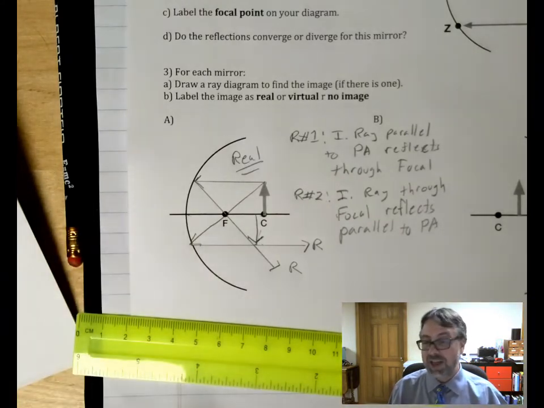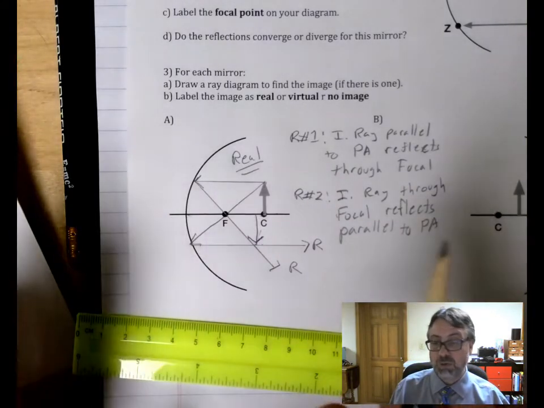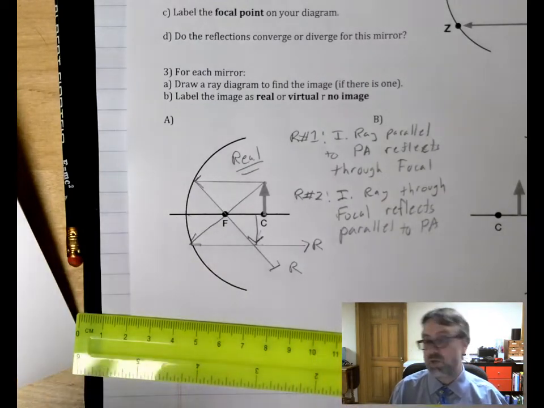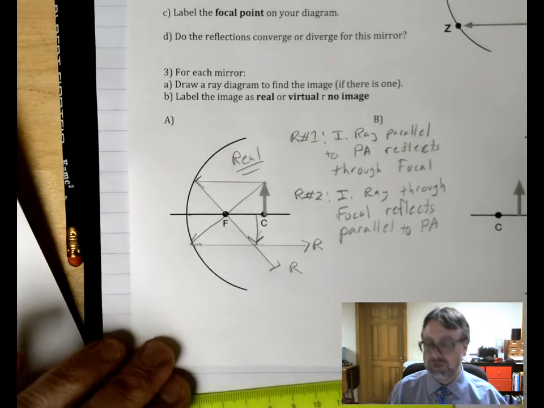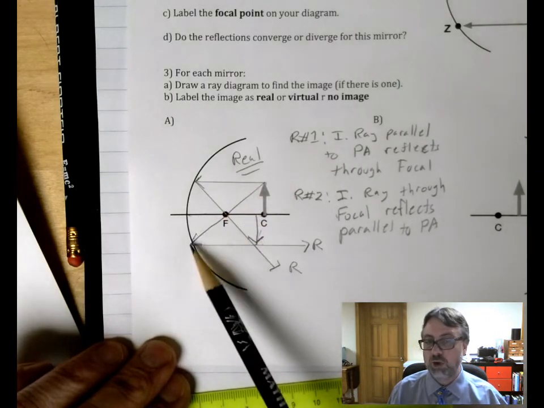Again, we're looking at you following the rules. Take it one step at a time. Take a picture of your work. Upload it to the website. Notice I only had to use 2 rules because I only need to have 2 rays cross in order to figure out the image.